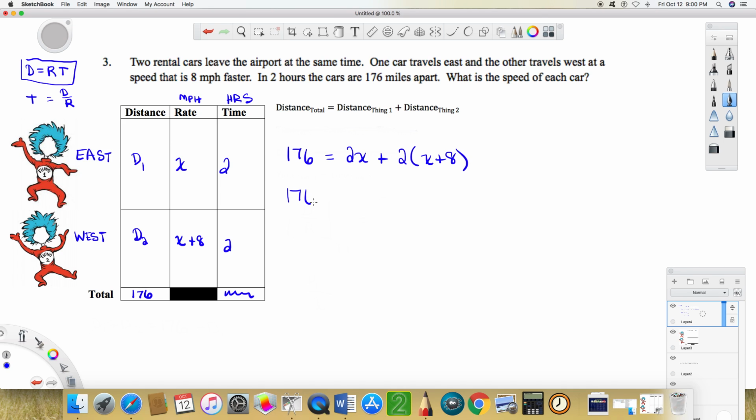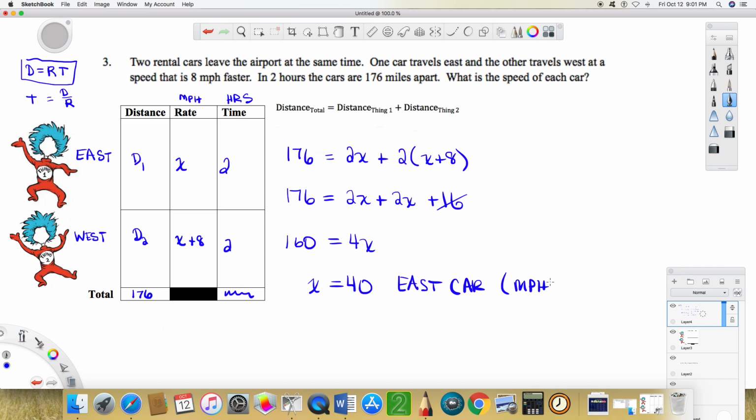So I have 176 equals 2x plus 2x plus 16. If I take away 16, I have 160 equals 4x. Divided by 4, I have that x is 40. That is the speed of thing 1, the eastbound car, which had units of miles per hour.